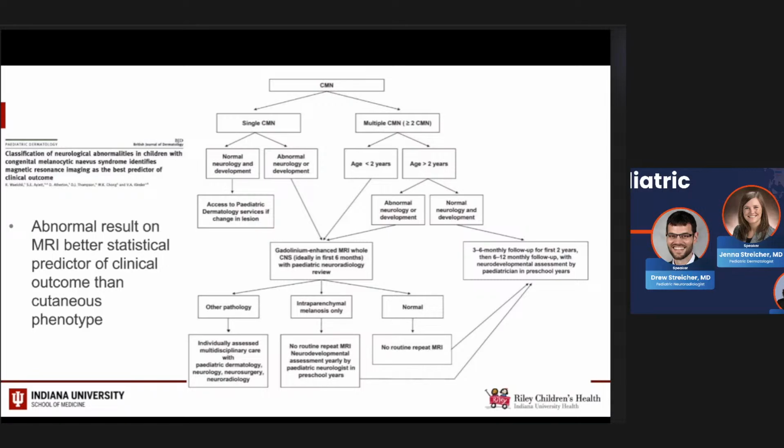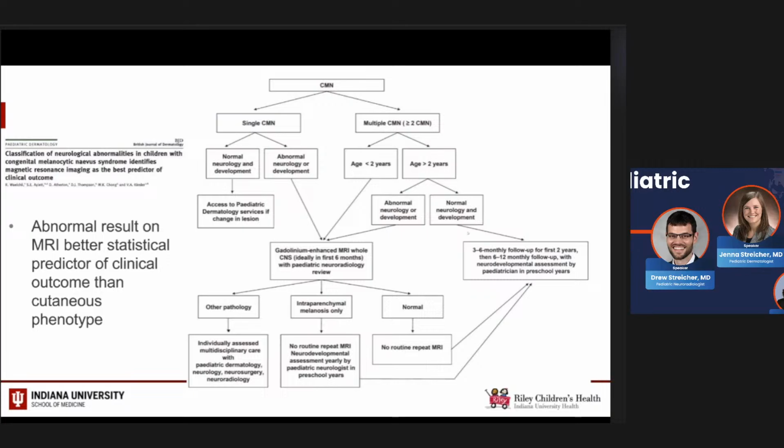And again, this paper is saying, ideally within the first 6 months. And then flipping over to the right side of the flowchart, because I know you can't follow my mouse as much here. If there's multiple, and they're less than 2, still thinking about imaging, but over 2 years of age, this paper is kind of saying just follow their development, but if there's any issues with their development, then image.